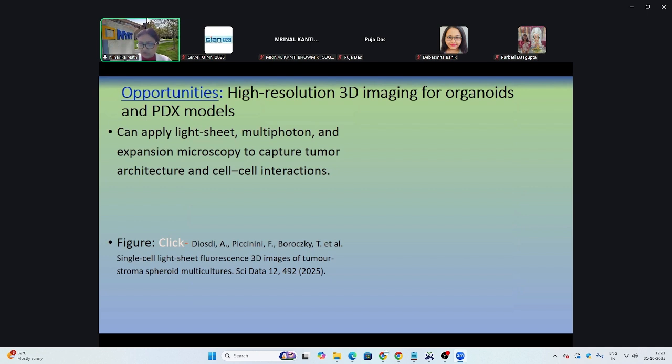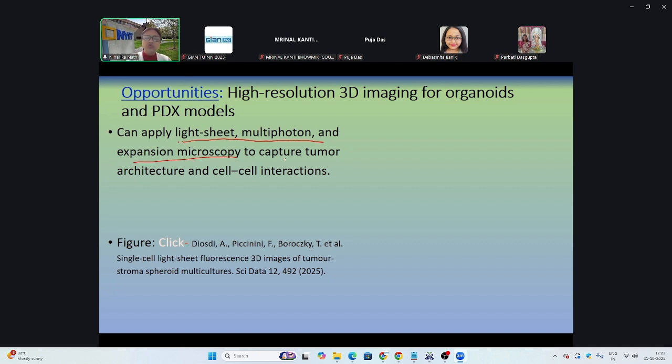Okay, so our job is to talk about opportunities, right? Opportunities not for cancer treatment, but for imaging. And so there is an opportunity for this situation to apply something called light sheet multiphoton expansion microscopy. It's a big couple of words. If you look at the literature, there is two photon and then there is three photon. So I think that's multiphoton.